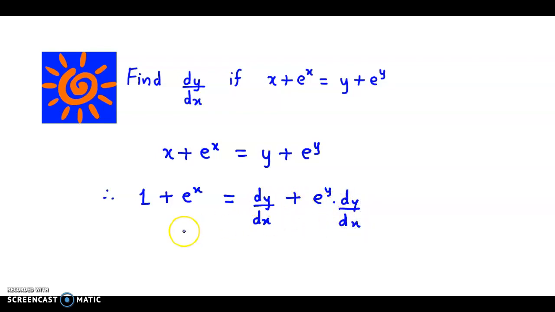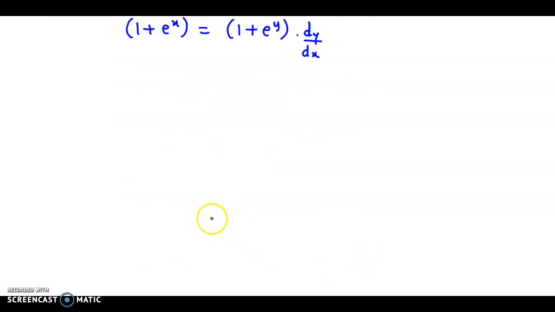Now on the right hand side we could take dy by dx as the common factor. Now on the left hand side we have 1 plus e raised to x. Taking dy by dx common, on the right hand side we obtain 1 plus e raised to y into dy by dx. Now rearranging the terms, we obtain the value for dy by dx.